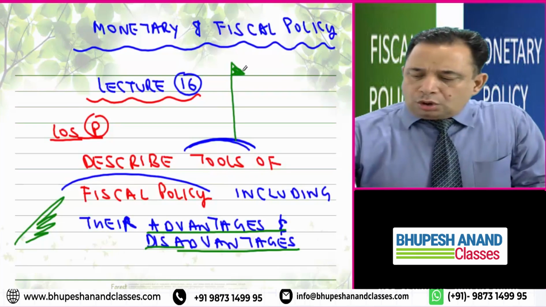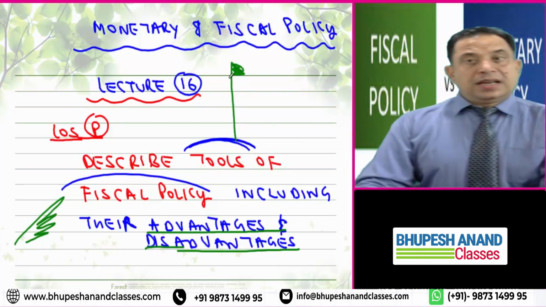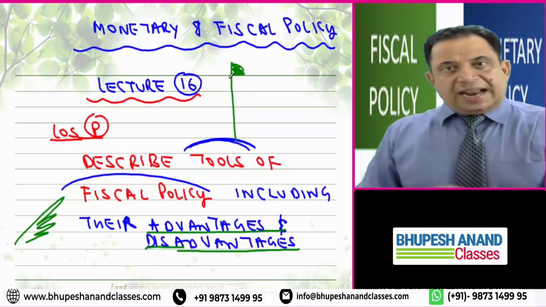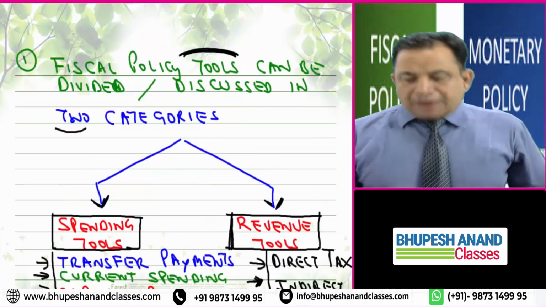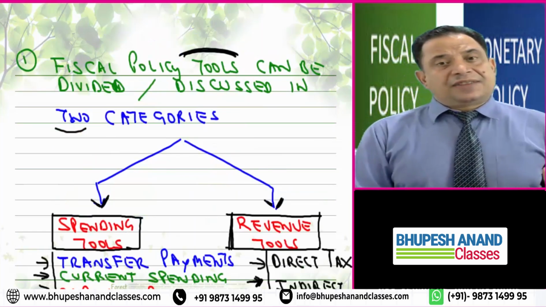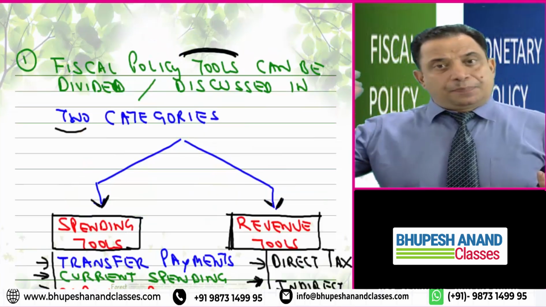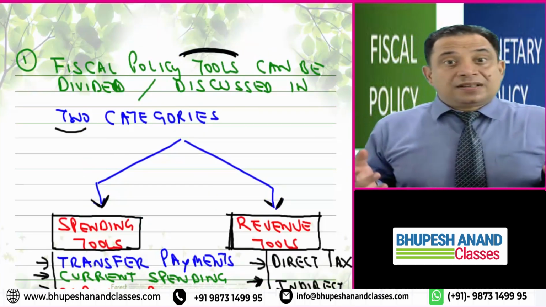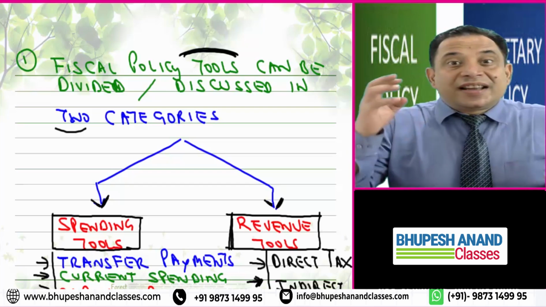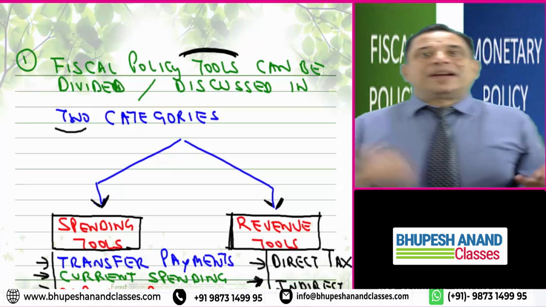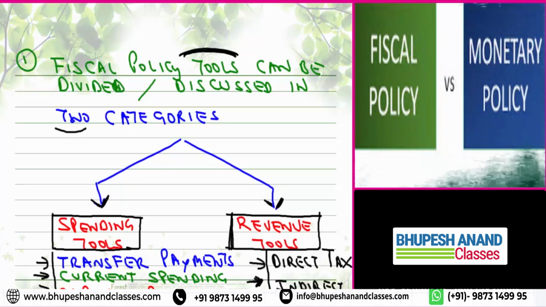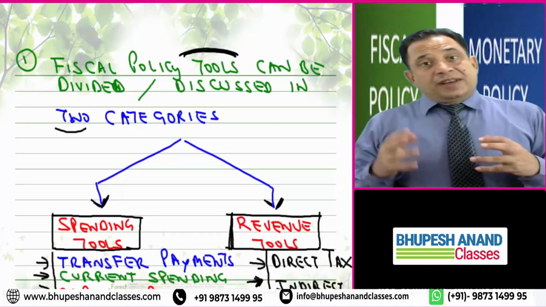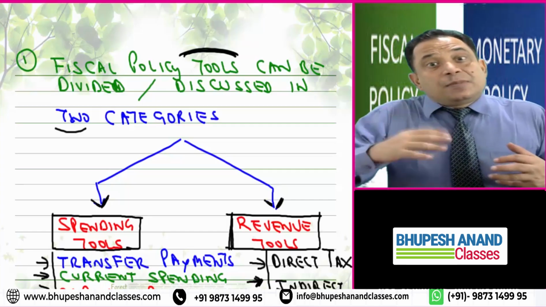What are the tools of fiscal policy, including their advantages and disadvantages? My friend, we have already discussed that in fiscal policy there can be a surplus or a deficit. There is a surplus when income is more than expenditure. We have discussed that. And there is a deficit when expenditure is more than income.